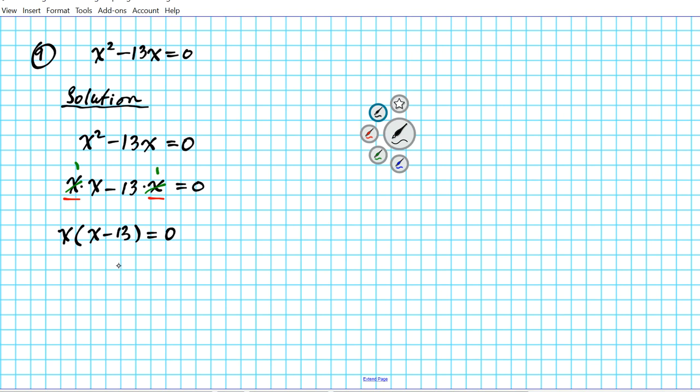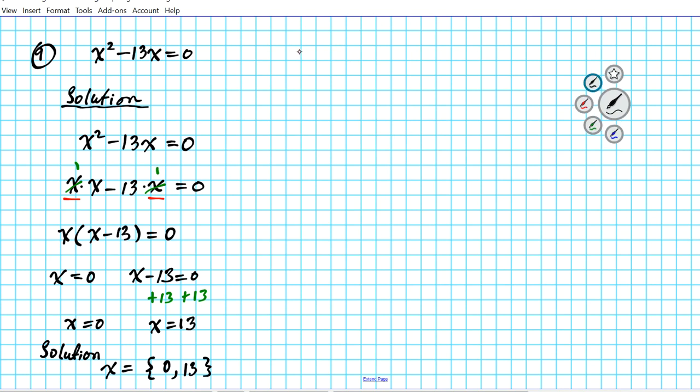Okay, so this is the factored state. Now we're going to use the zero product property, set the first factor to 0. This is already solved. And then set the second factor to 0. To solve the second one, just add 13 to both sides. And you have x equals 13. And the first one is x equals 0. So the solution here is x equals 0 and x equals 13.